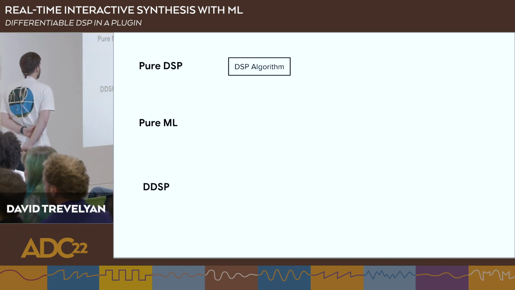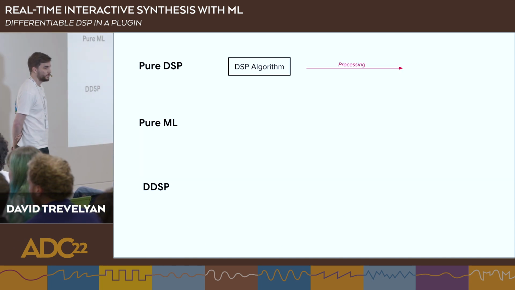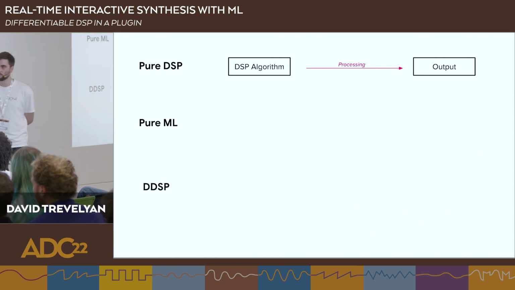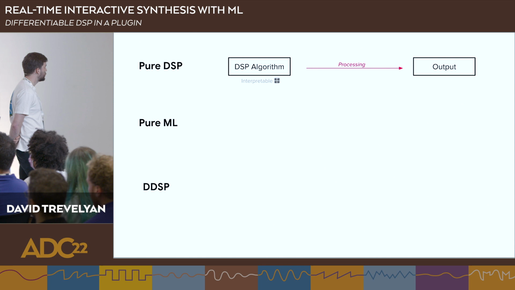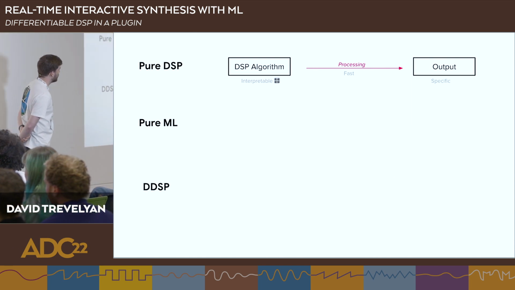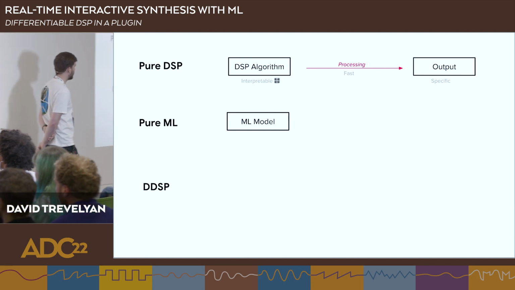With pure DSP, we have some sort of DSP algorithm that, with inputs, we do some processing, we get our output. The algorithm's interpretable. The processing is fast, but the output is specific. Let's compare that again with pure ML.